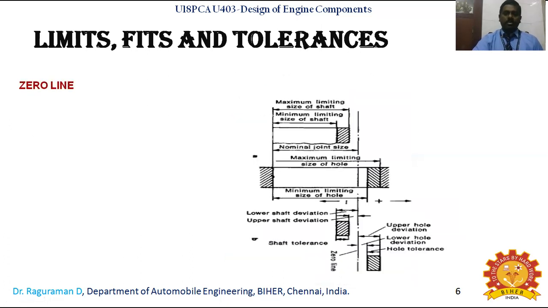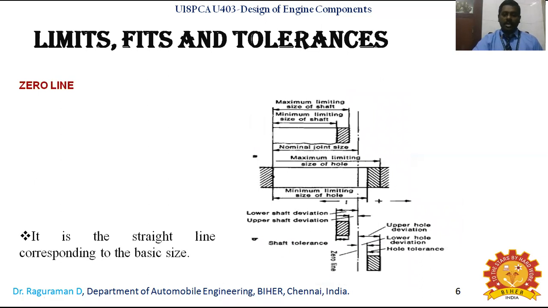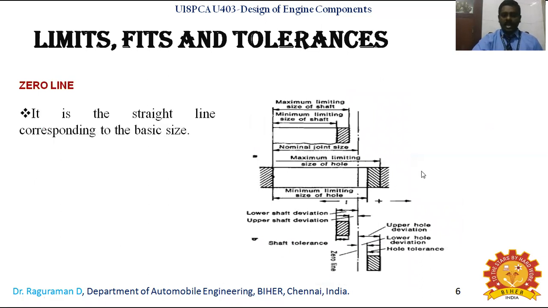The same thing, now you are seeing the basic size as a zero line. So it is a straight line corresponding to the basic size. Sometimes in the diagram the basic size will be represented as a zero line. With respect to the zero line, you will also be seeing the difference. So the deviations are measured from this line, that is, from the zero line.